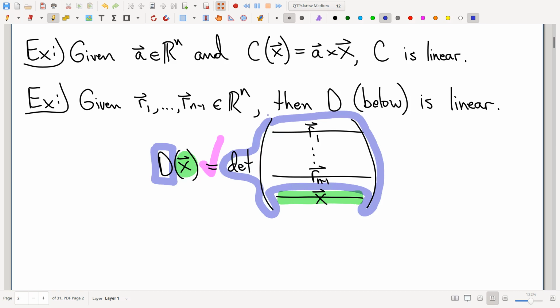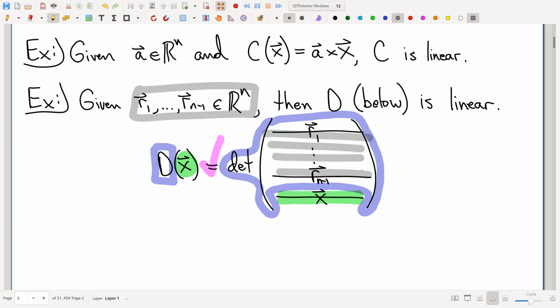So D, capital D, says take your input, whatever it is, called x, make that the bottom row. Apparently we're going to need to know some given other vectors here, right? Stack those on top of your x to make a square matrix, and then once you have a square matrix, you'll then take the determinant of that. So the point is, what D is doing is not just determinant. D is taking a vector and then making a matrix out of it and then taking the determinant.